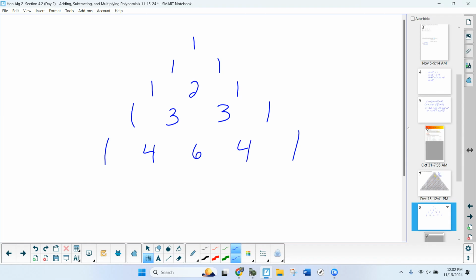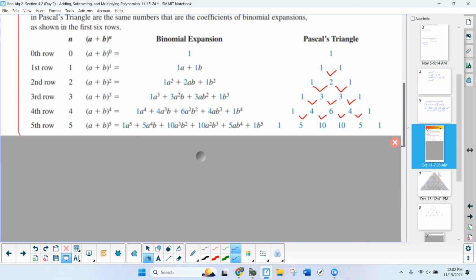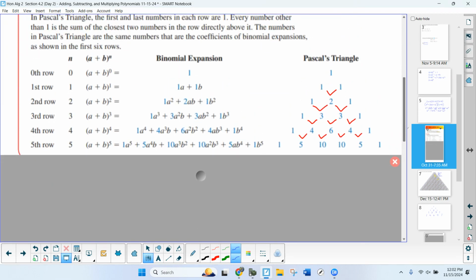And you just go on until the row you need. Keep going. Okay. So I will not give you this. Now, how does this help us with this? Well, if you notice, I'm going to erase these. If you notice, the coefficients here, okay, 1, 1, 1, 1, 2, 1, 1, 3, 3, 1.